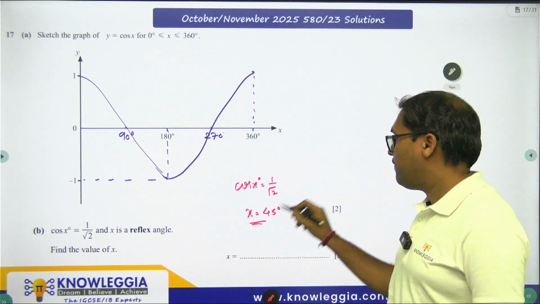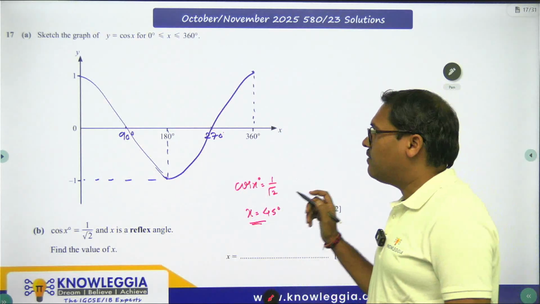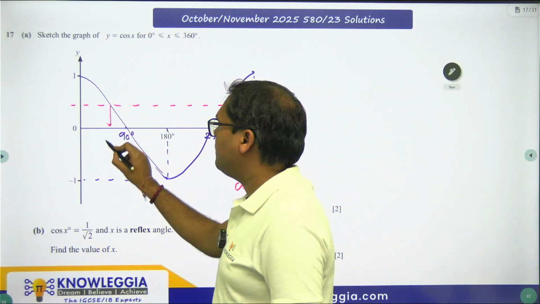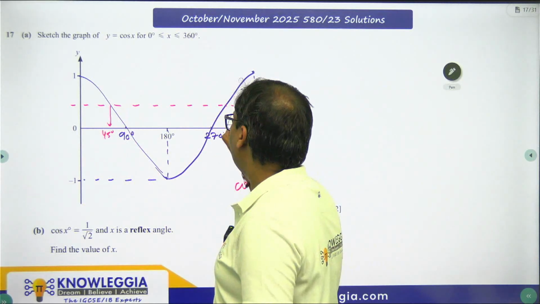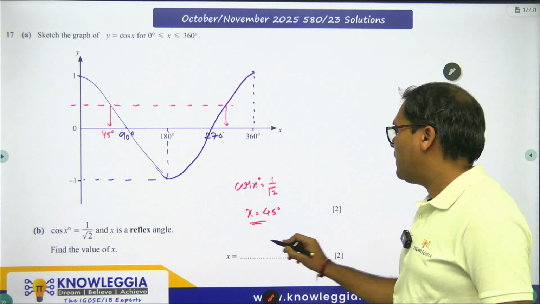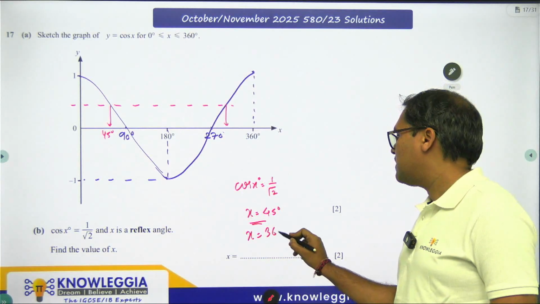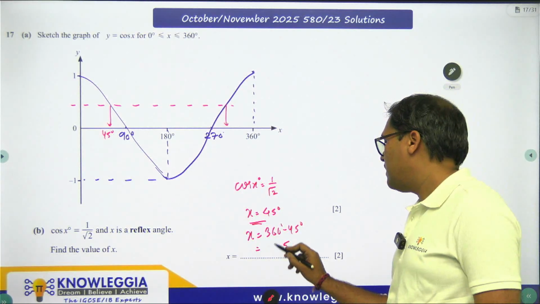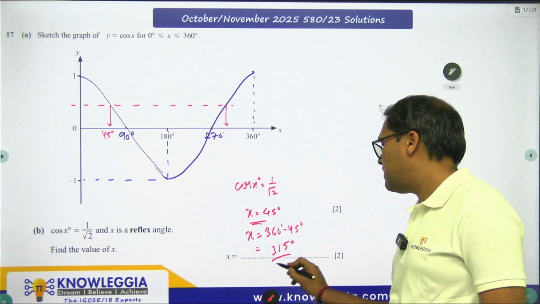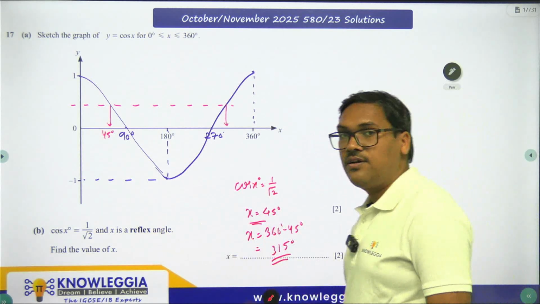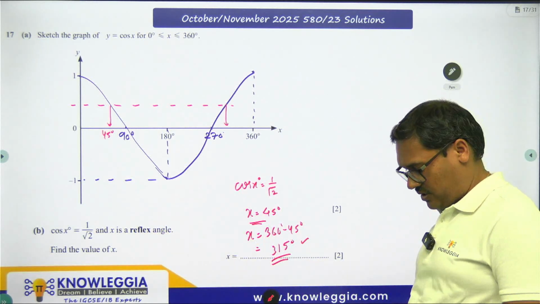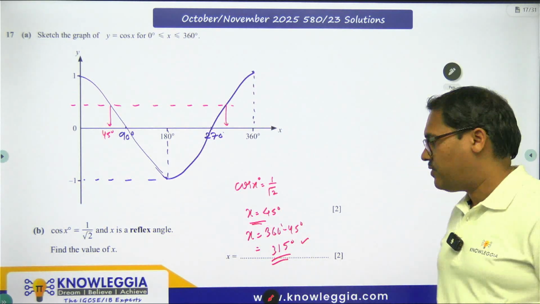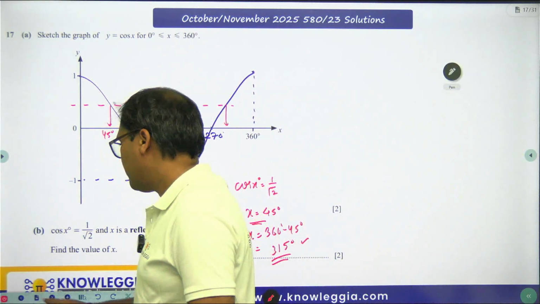Now we know if you have cos x, this is 1 by root 2, there will be two values corresponding to this. One is here, this is 45 degree, and the other value is this. And the second value can be obtained by 360 degree minus 45 degree, which is 315 degree. So this is the answer for this question, because they are asking you to write the reflex angle. So that is 315. So let's see what is the answer. 315 degrees. The answer for this question. Okay. I hope this is clear.